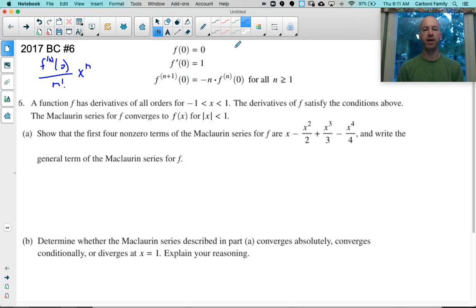I need to find f double prime of 0. So f double prime at 0 is going to be, plugging in 1 for n, -1 times f prime of 0. And f prime of 0 is 1, so it's going to end up being -1. F triple prime of 0 is going to be when n is 2, so that will be -2 times f double prime of 0, and f double prime of 0 was -1, so it's going to end up being +2. So now I would write my first 4 terms.